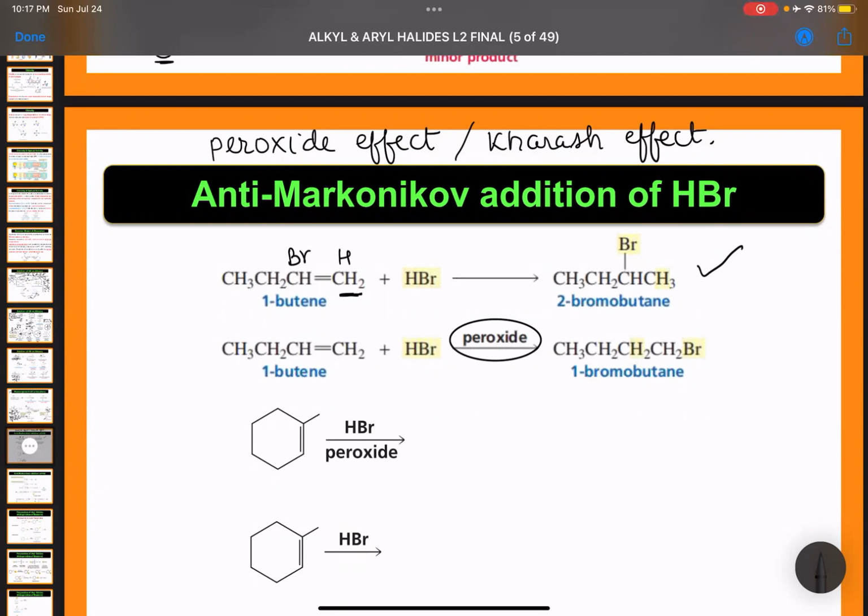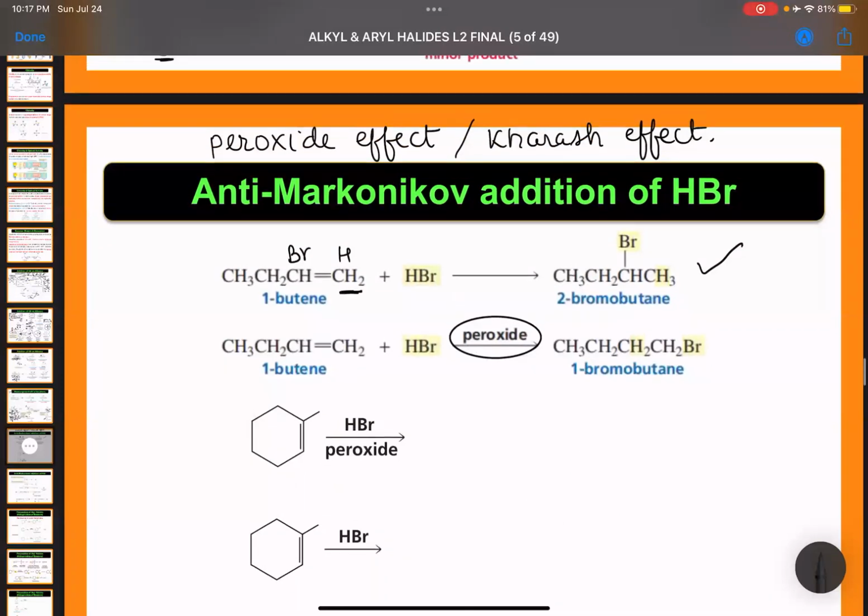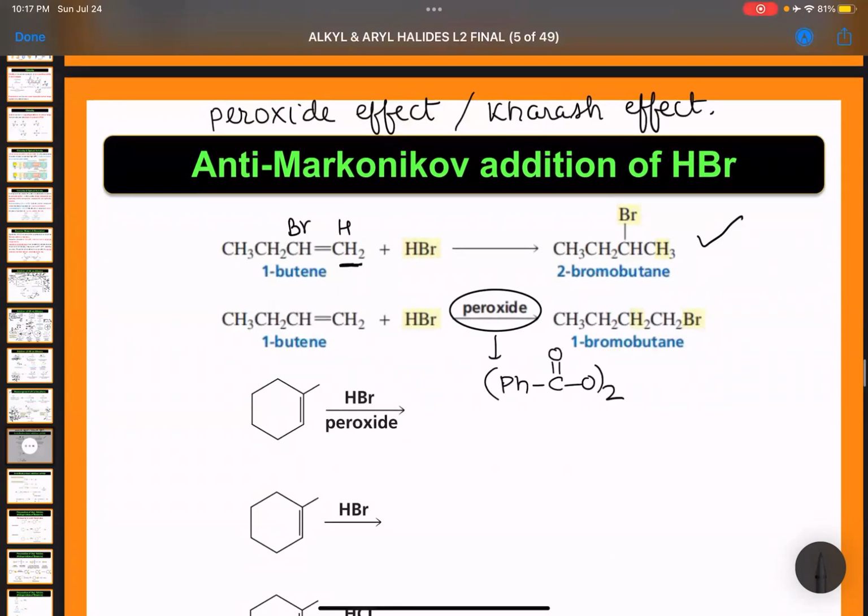So what all peroxides do you use? Which peroxide is the most famous which you use for this reaction? Samaira, Pavitra, can you tell me? Actually, it is benzoyl peroxide, which is the most commonly used. Okay. Or you can write it like this also.